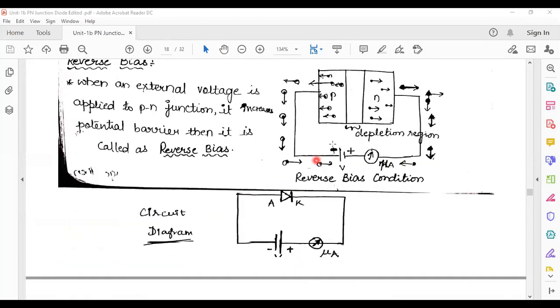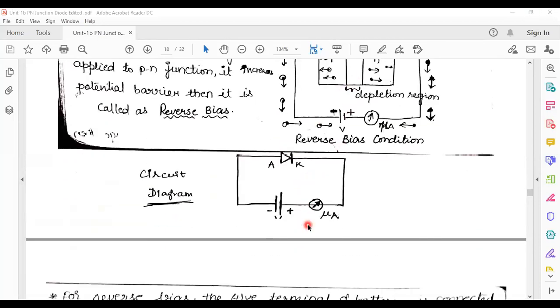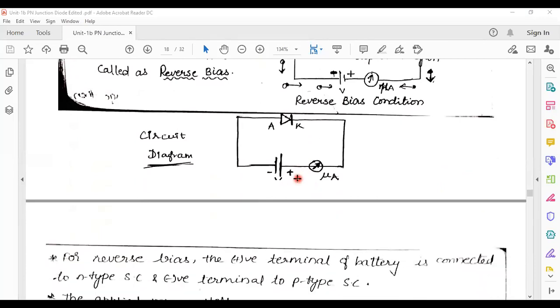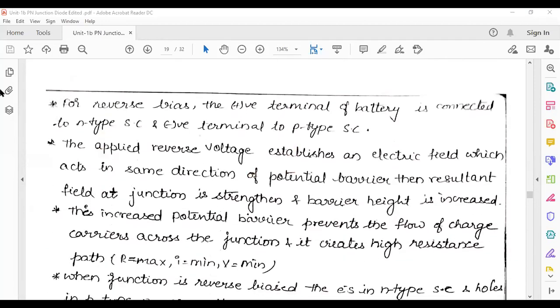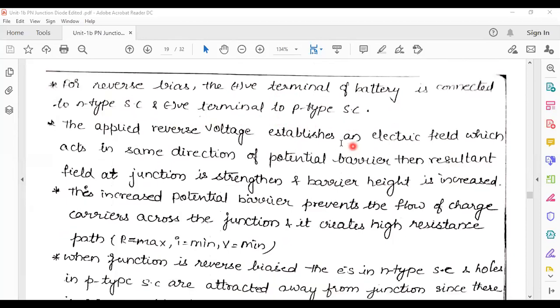This is the layered diagram and this is the circuit symbolic diagram for PN junction diode. Anode terminal is connected to negative and cathode terminal is connected to positive. For reverse bias, the positive terminal of the battery is connected to N-type semiconductor and the negative terminal of the battery is connected to P-type semiconductor. The applied reverse voltage establishes an electric field which acts in the same direction as the potential barrier.